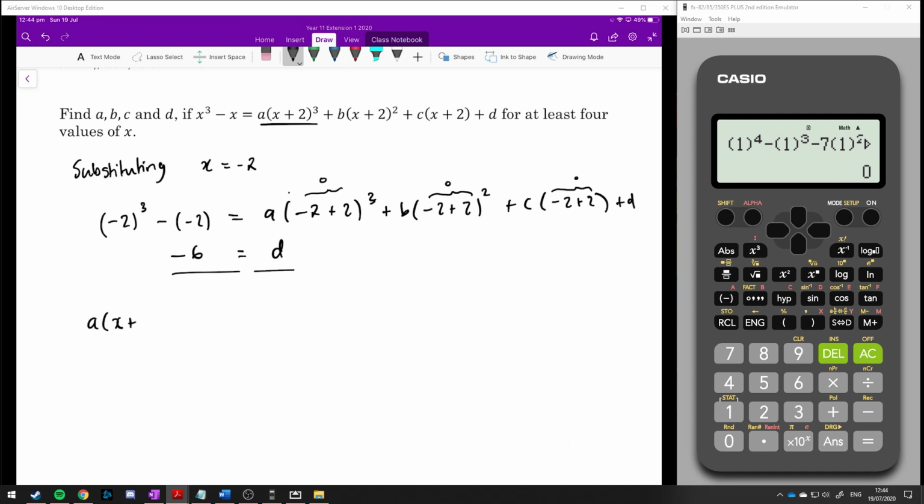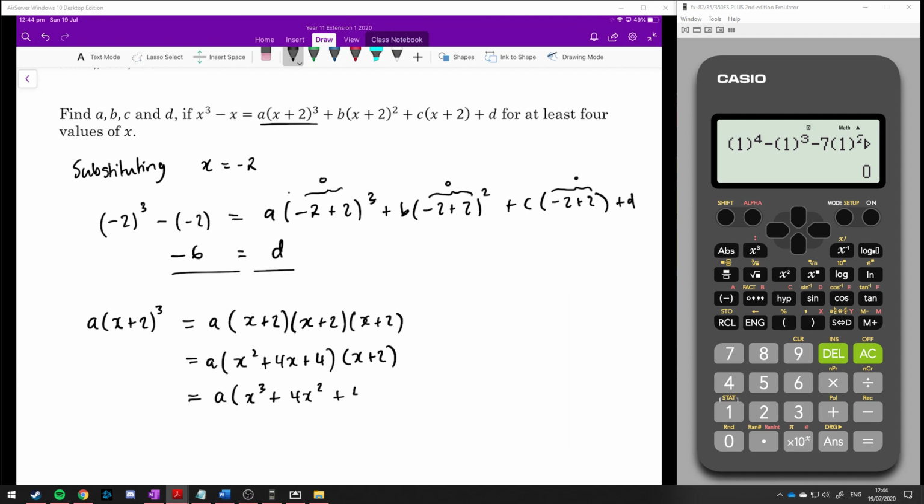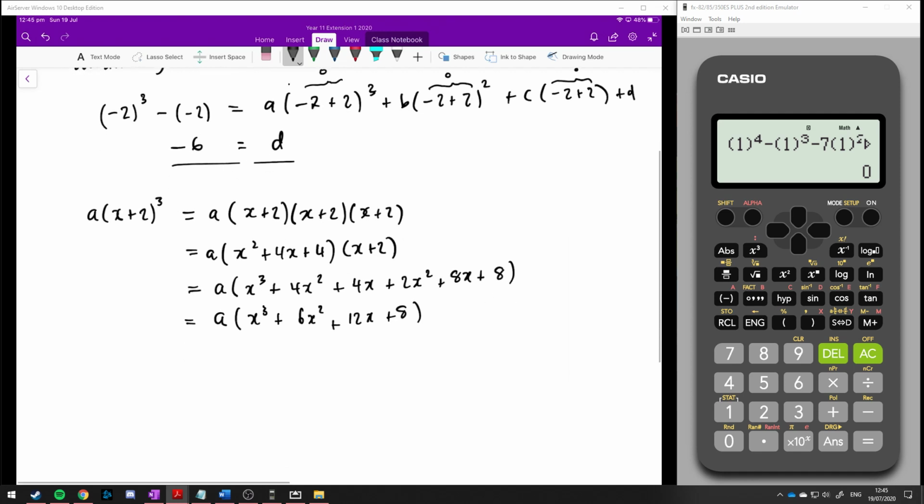So let's expand that out. a lots of x plus 2 all cubed is equal to a lots of x plus 2, lots of x plus 2, lots of x plus 2, the long way. So this is going to be equal to a lots of x squared plus 4x plus 4, lots of x plus 2, which is equal to a lots of x cubed plus 4x squared plus 4x plus 2x squared plus 8x plus 8. Putting that all together, we get x cubed plus 6x squared plus 12x plus 8. Expanding that out with the a's, it's ax cubed plus 6ax squared plus 12ax plus 8a, just like that.